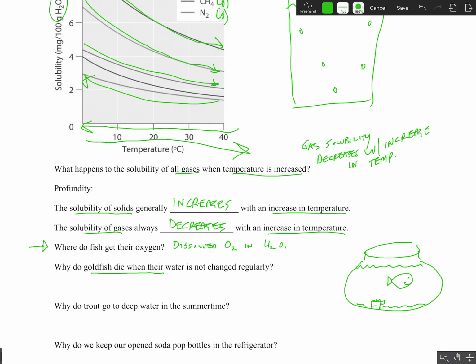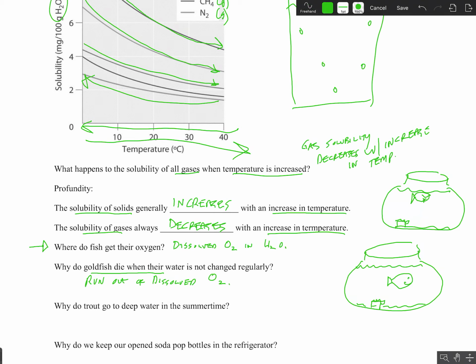Why do goldfish die when their water is not changed regularly? Yeah, you probably also have seen this. Maybe you don't change the water regularly in that little bowl, and you still have your gravel, still have your treasure chest here with treasure in it, but when you come back a couple of days later because you've neglected your fish tank, your fish is now upside down, floating on the top. And what did it die from? It died from the lack of oxygen, didn't it? It used up all the oxygen that was dissolved in the water. So why do goldfish die when their water is not changed regularly? Because they run out of dissolved oxygen. Fish need oxygen dissolved in their water in order to survive.